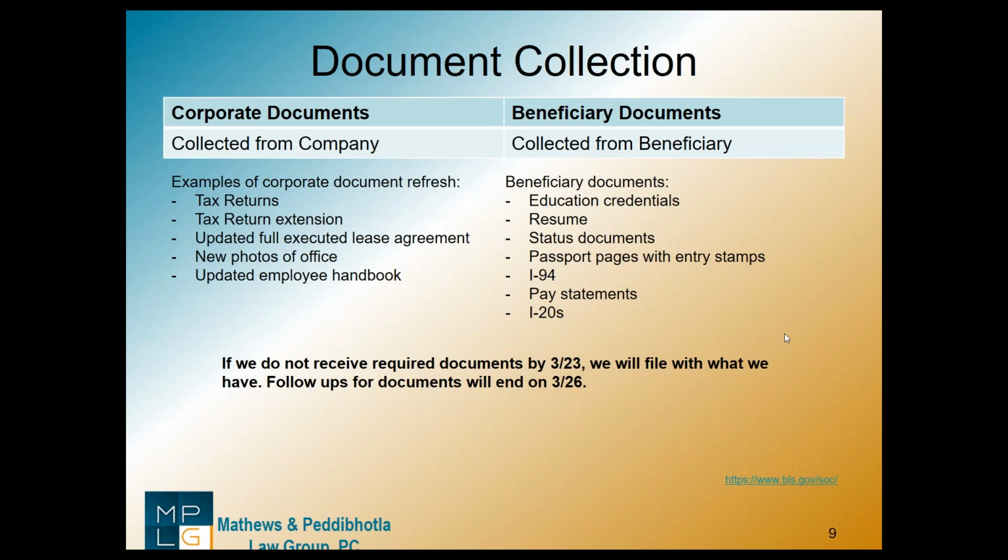So I think the dates are switched, so follow-ups for documents will end on Friday, March 23rd. That's the last day that we're going to send emails to follow up on documents, and the last day we'll accept new documents will be March 26th. So if we don't have everything by then, we're going to file with what we have, and if an RFE is issued at that time, we'll submit the additional documentation.